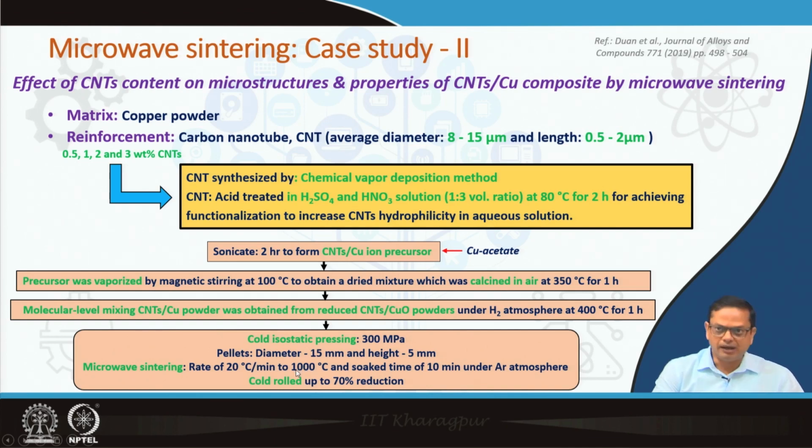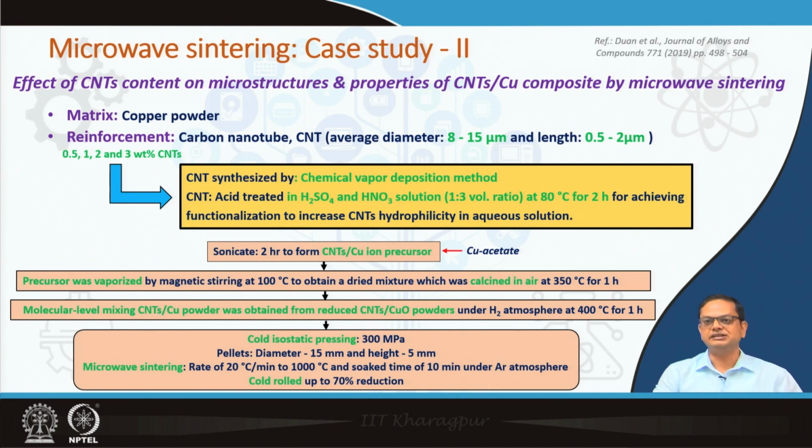Now, one question could come to your mind. When we were talking about the basic mechanism of microwave sintering, we talked about dipole rotation and ionic conduction, which lead to heat generation. So, what about metallic powders? Metallic materials would definitely not have dipoles, and ionic conduction cannot happen there. Still, sintering can take place in metallic powders by microwave sintering.